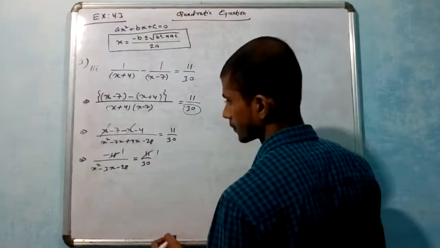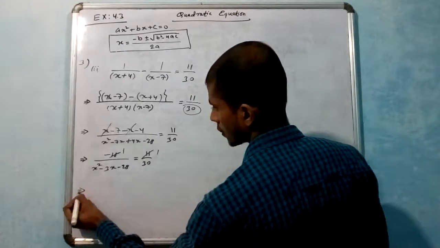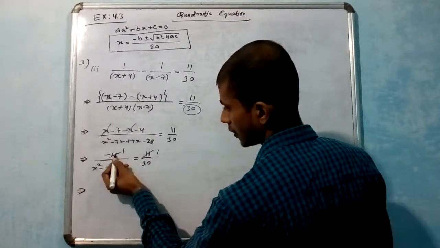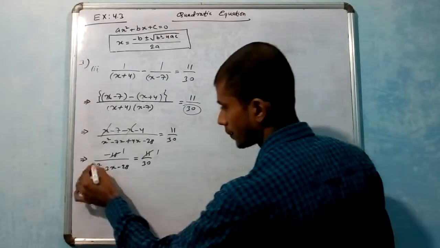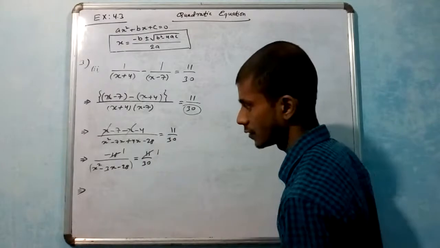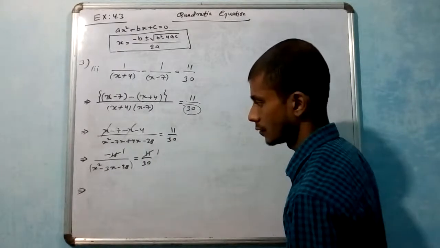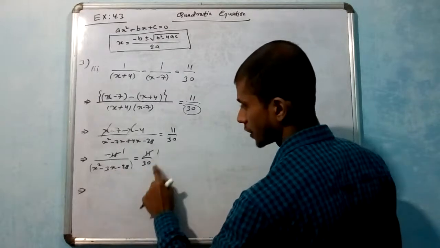Fine. So here what is left? 1, 1. Now what to do next? This 30 will come that side, it will become minus 30. No, and this complete part will go this side and it will get multiplied with 1, means as it is. So won't it be like x square minus 3x minus 28 is equal to minus 30?